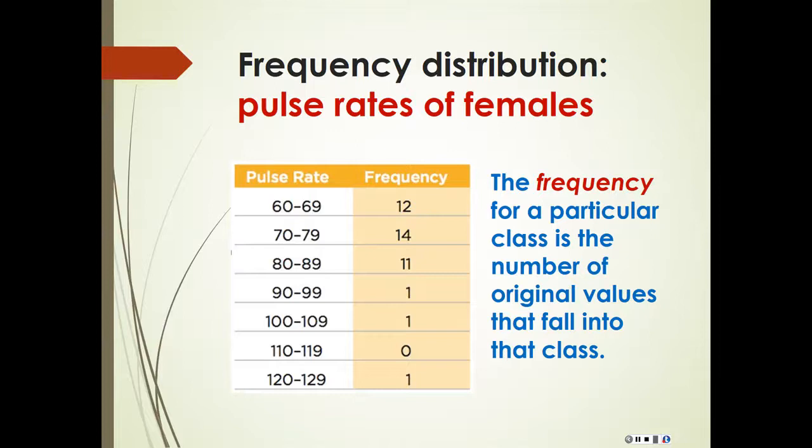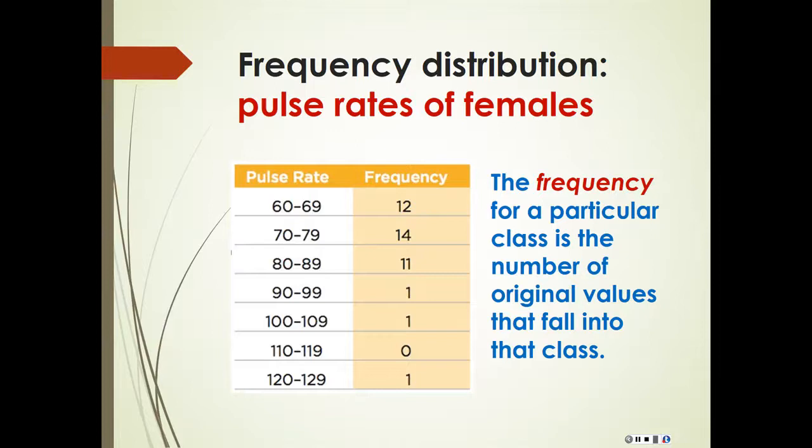And when I count those, in the first box, I found that I had 12 pulse rates that were between 60 and 69. And I had 14 that were between 70 and 79, and so forth. And in fact, my box that I labeled 110 to 119 doesn't have any index cards in it because nobody had a pulse rate in that particular range.